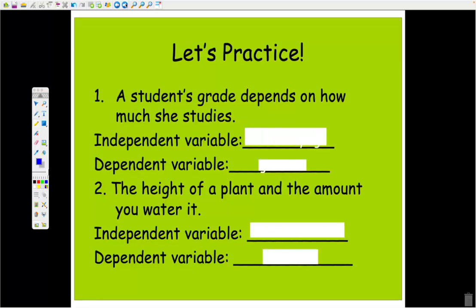A student's grade depends on how much she studies. Think about this. All right, write that down. The dependent is the student's grade. And the independent is the time studying, or just studies.